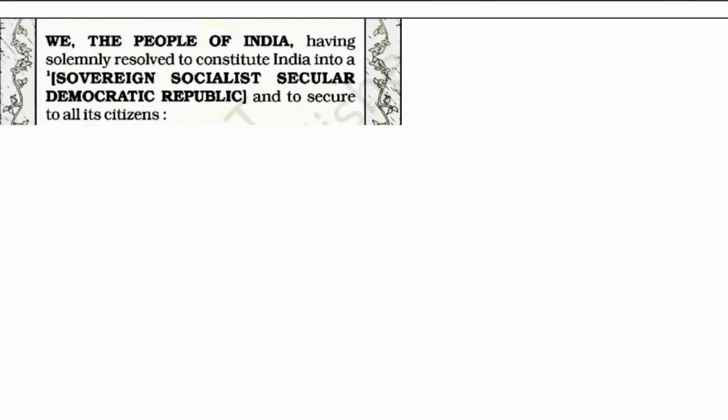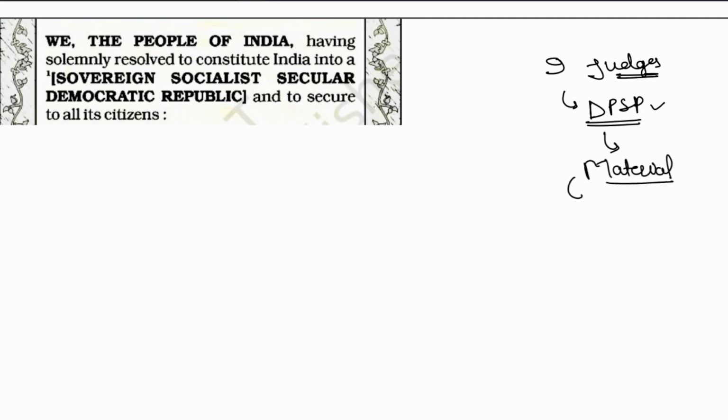Now let's talk about what the Indian Constitution says about this. The Supreme Court has constituted a 9 judges bench. For what? To interpret the DPSP, Directive Principles of State Policy, with respect to ownership and control of material resources. So it can be called wealth.